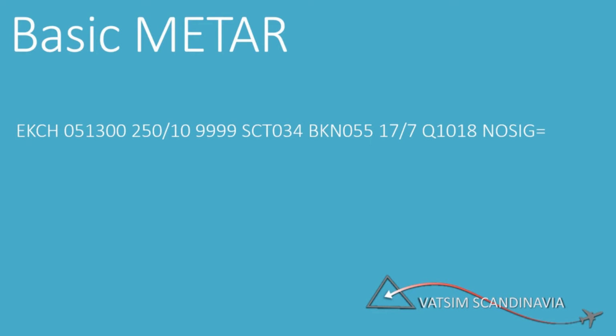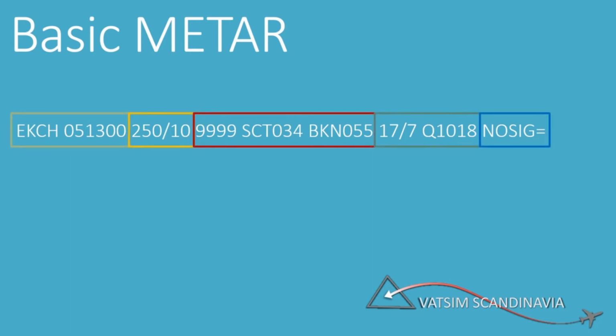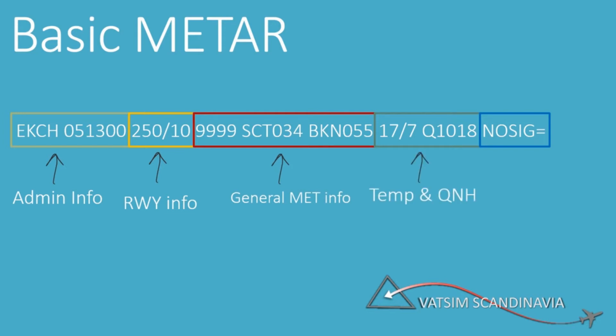This is more or less how a METAR looks, and it can be broken up essentially into 5 parts. For the sake of making it easier, we will name them admin info, the runway info, general meteorological information, temperature and QNH, and then something called a trend. Now, first we're going to break these 5 categories up and talk a little bit about them.